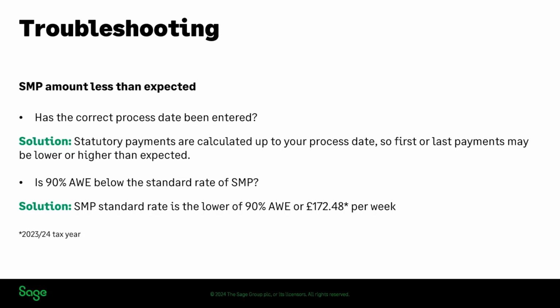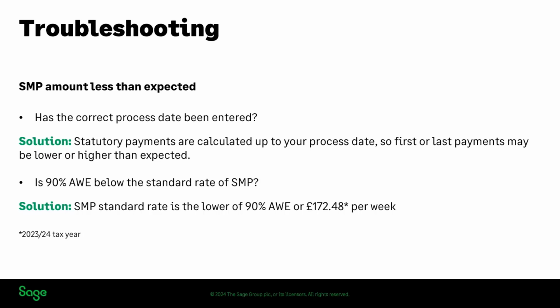So if you normally pay your staff in arrears, you might find that the first SMP payment is higher than you expect, but the last payment would then be lower. They'll still end up with the same amount overall. Or if you pay on a pay date before the end of the month, but you usually pay your staff to the end of the month, you'll find that the first payment is a bit lower than you'd expect for a full month, but then again, the last payment will be higher for the same reason. So make sure it's the right process date and then consider that it is calculated up to that date.